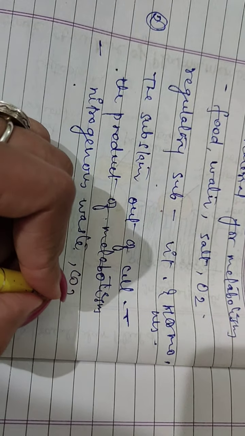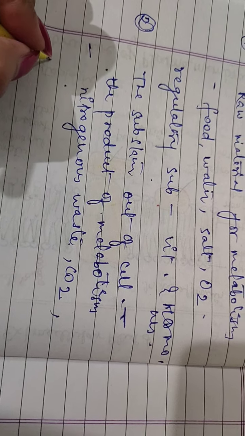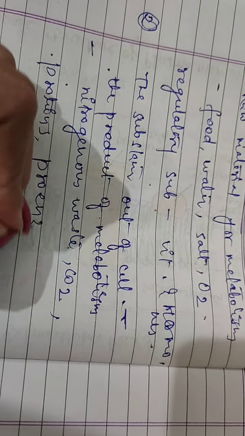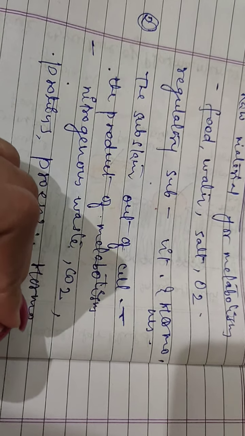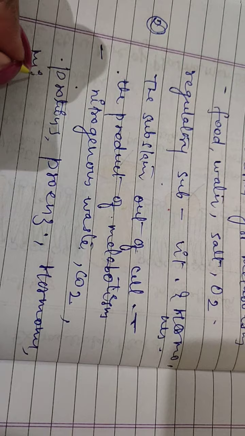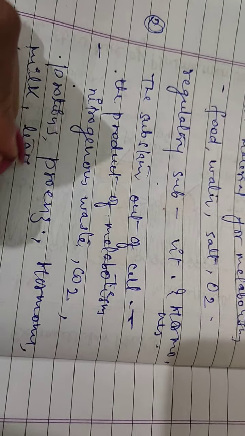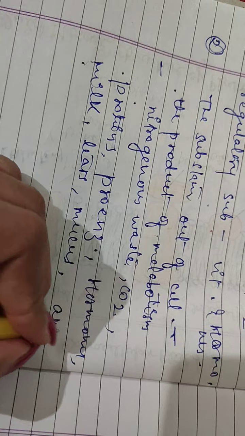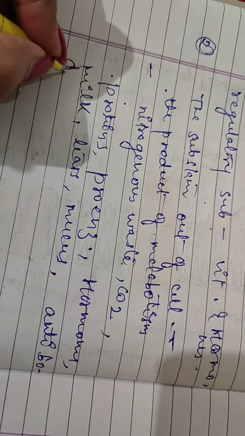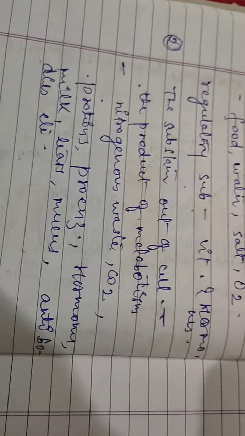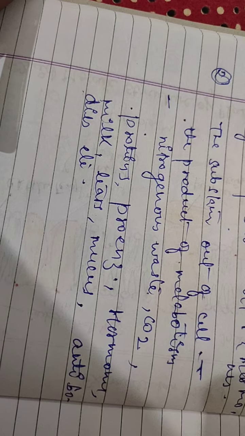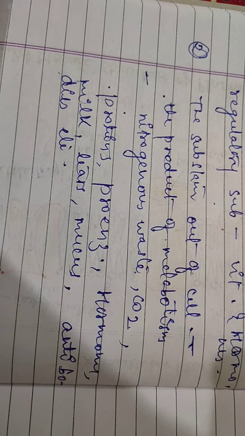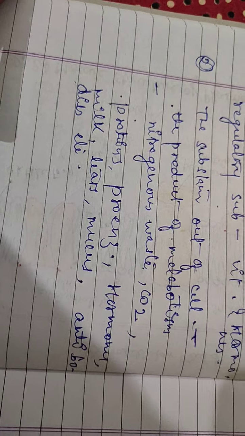CO2, secretions such as proteins, proenzymes, hormones, milk, tears, mucus, antibodies, etc. So these are the substances which are generally drawn out of the cell, and these include nitrogenous waste, CO2, proteins, proenzymes, hormones, milk, tears, mucus, antibodies, etc.